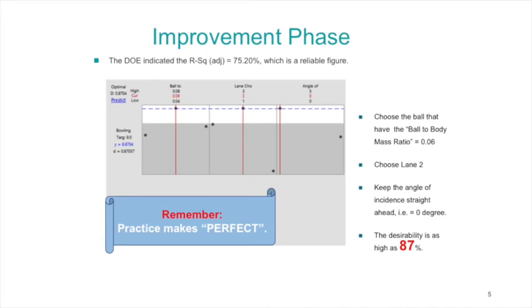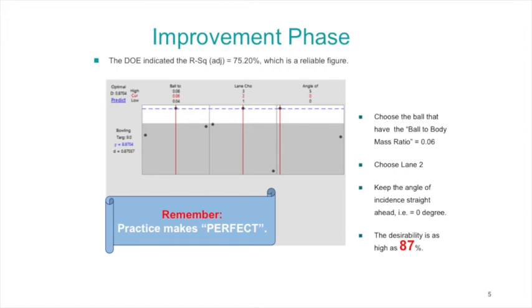Therefore, we can make use of Minitab to determine the factor settings for our goal, which is to get a minimum of 9 bowling pins down. By maintaining a ball to body mass ratio of 0.06 and a 0 degree angle of incidence on lane 2, the results show that the desirability of getting 9 pins is as high as 87%.